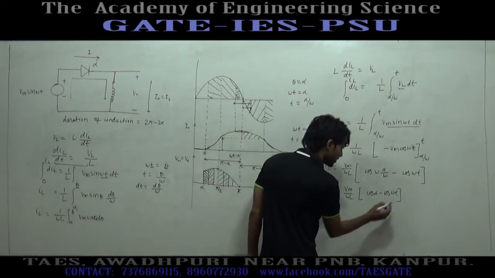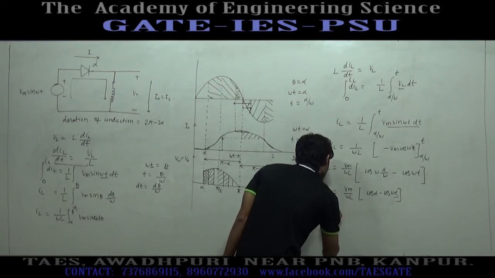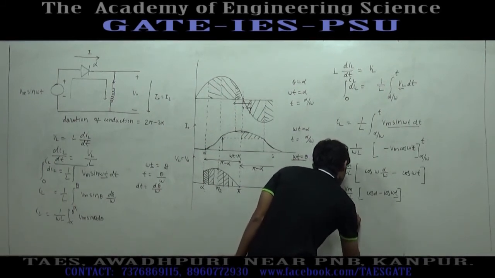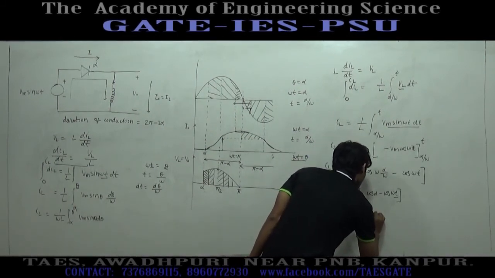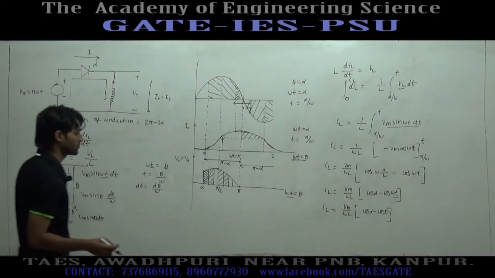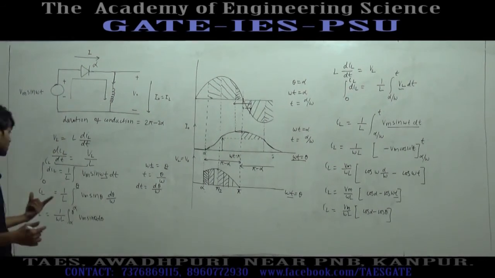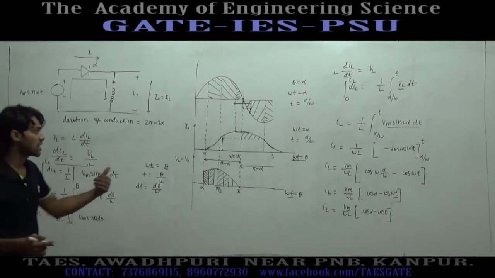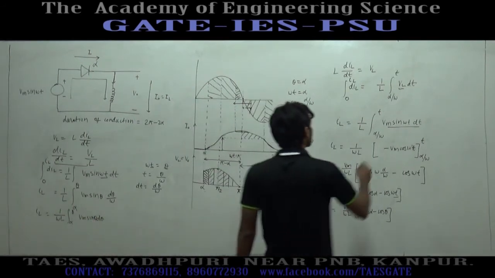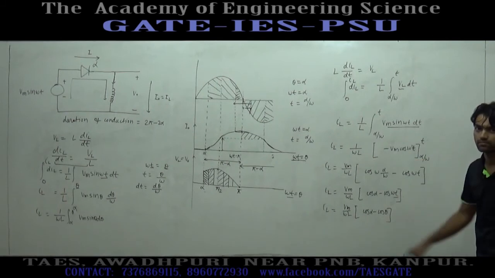Now, if we replace omega t by theta, IL equals Vm by omega L times cos alpha minus cos theta. The same expression we got by calculating this integration in theta domain. So, we can integrate in theta domain and time domain, but we have to take care of the limits and this omega also.